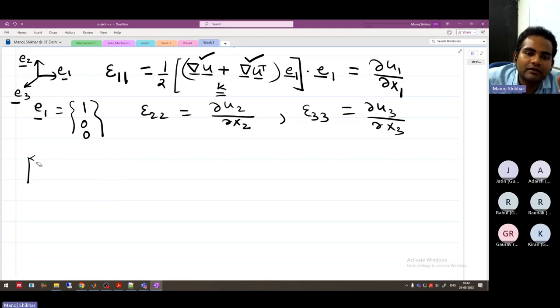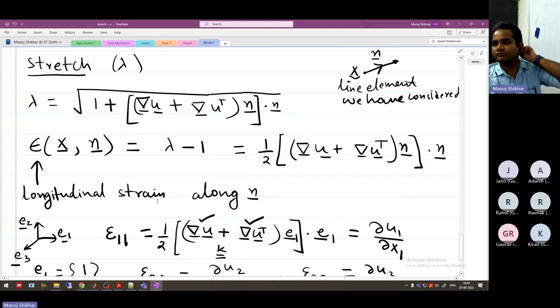One thing to keep in mind is that while deriving this formula, we have assumed that the gradient of u is much smaller than 1. The terms of gradient of u are much smaller than 1, and therefore their squares and higher order terms have also been neglected.